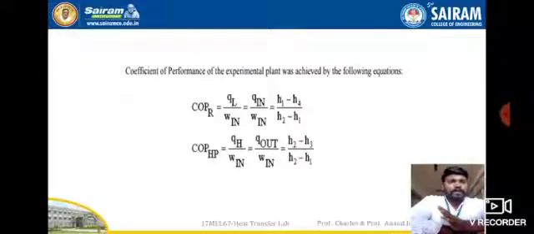If you want to find the COP for heat pump, COP of HP is equal to QH divided by W in. Here the output is how much heat is rejected, and that is why it is called a heat pump. How much heat is rejected, that is Q out by W in. What is Q out? The 2 to 3 process, the condenser after the compressor. The condenser is the place where heat is rejected, so it is taken as H2 minus H3. So H2 minus H3 divided by H2 minus H1.